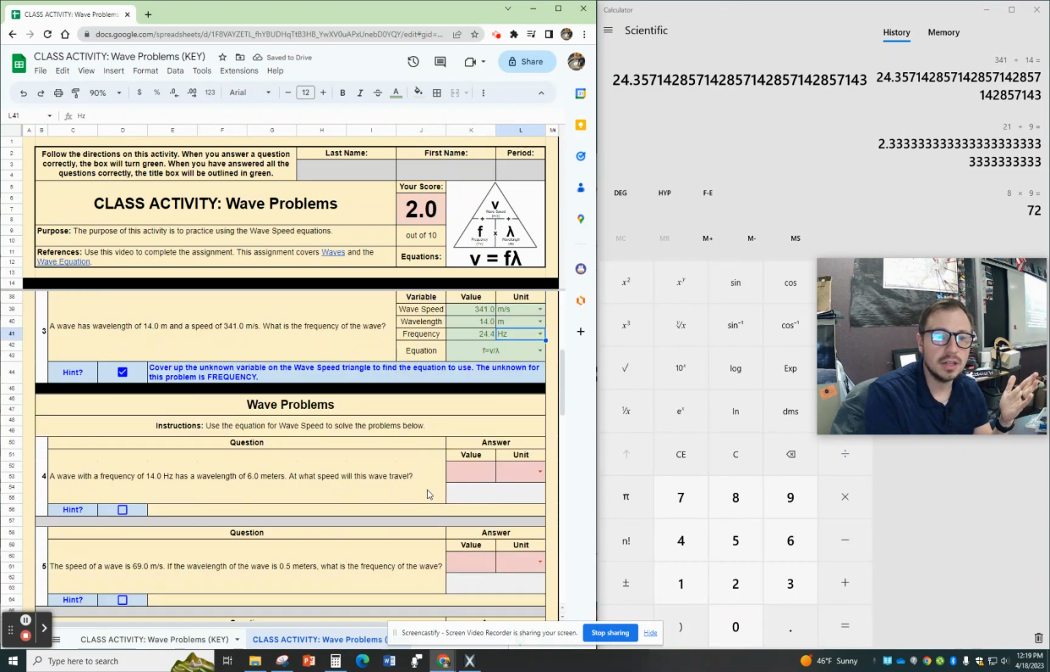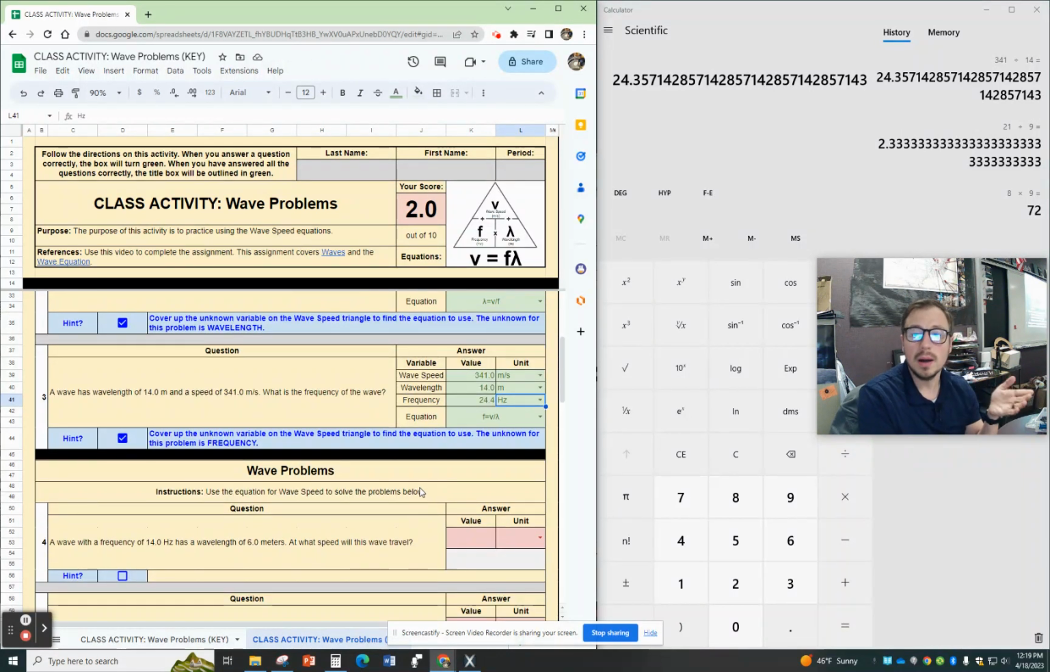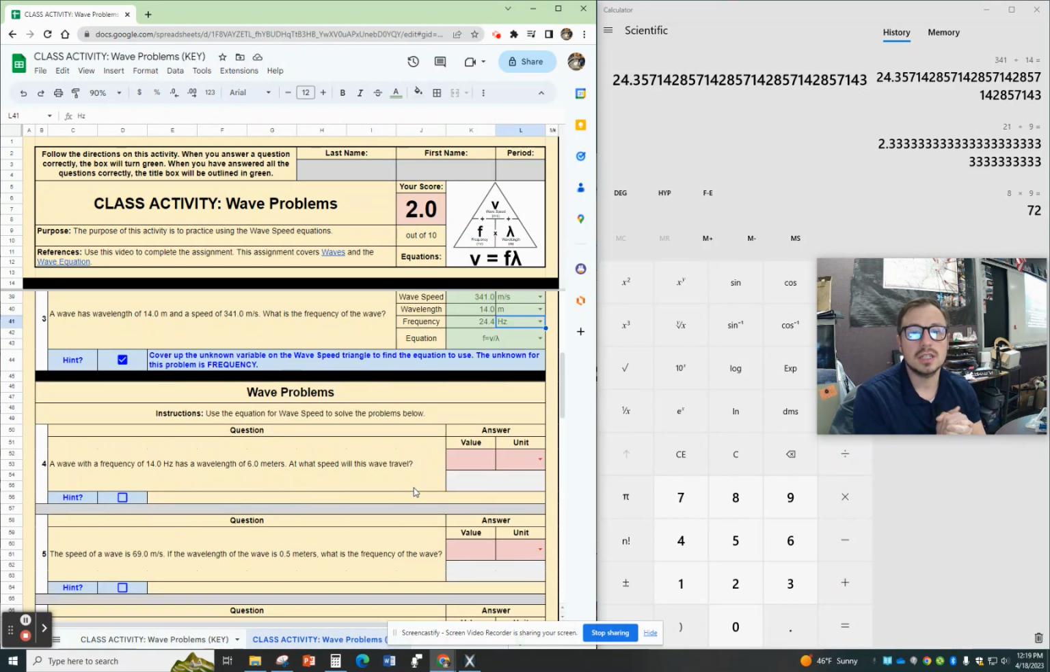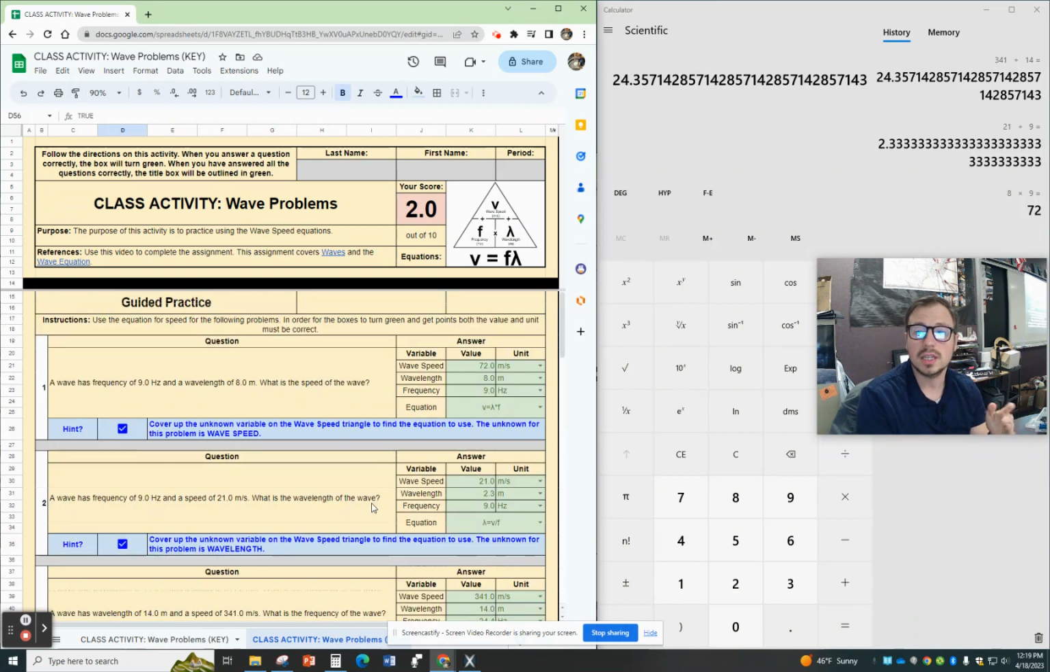And now you can see down here, there are problems, but it doesn't give you the equation and the knowns. You have to decide, well, what's the variable that I'm looking for, and that's the hint. It tells you what the unknown is, but you have to use that equation to find that unknown variable, right? So you get the known variables from the question, use that wave speed triangle or just the equation, and calculate what the problem is asking you. So once again, this is the class activity for wave problems.